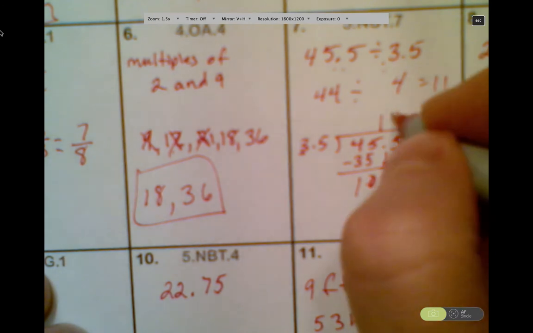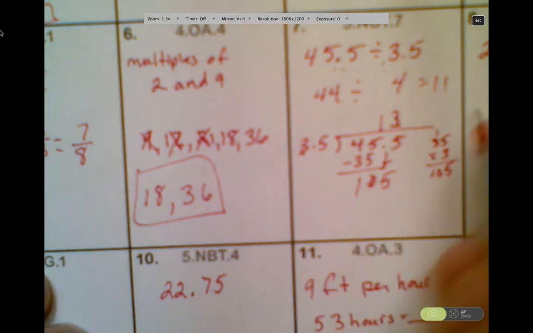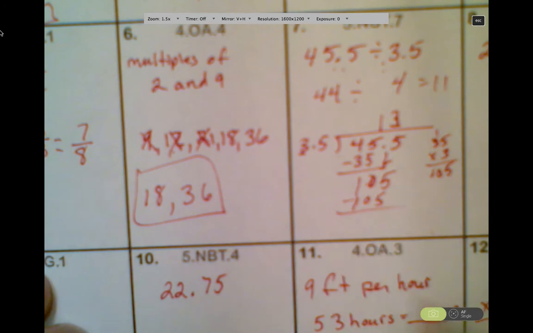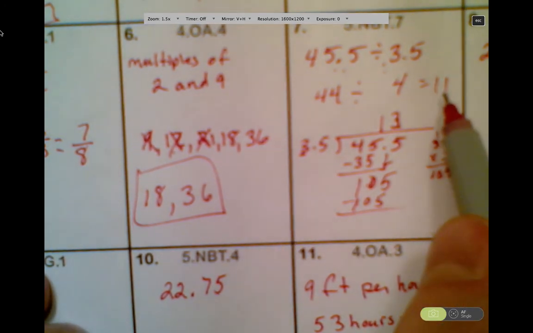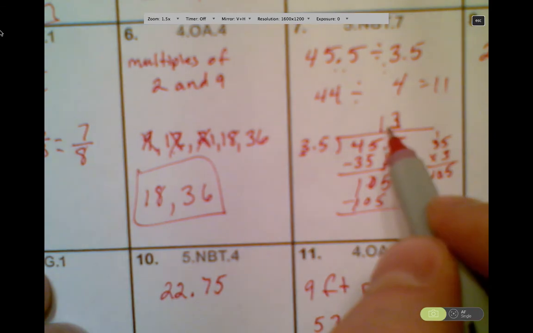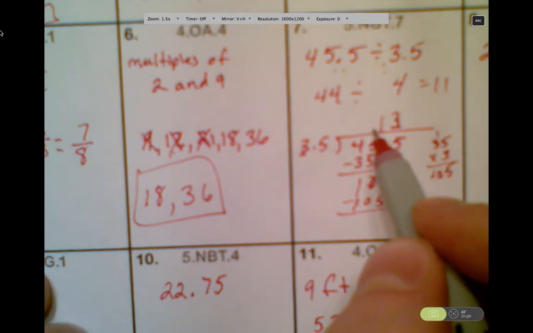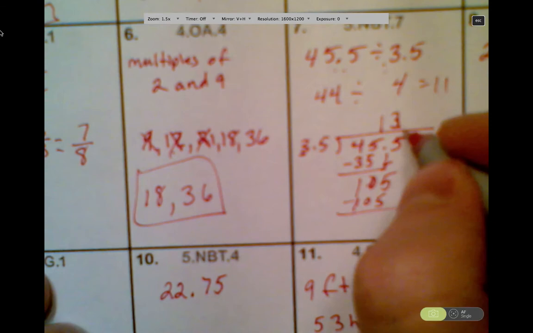I'm sorry, it's a 3. 3 times 35 is 105. So we got the correct answer. Now we have to place our decimal point. It's got to be close to 11. Well, if I put it here, that'd be 1.3, so that's not going to work out. Here would be 1300, so that's not close to 11. I got to put it in the back.